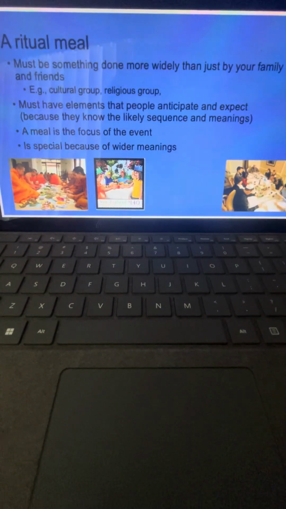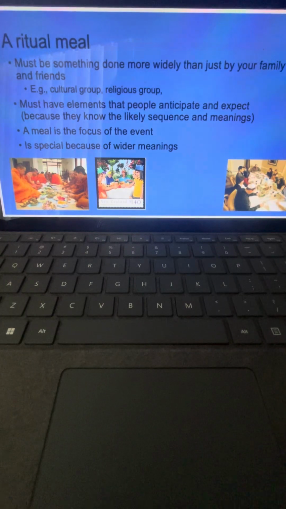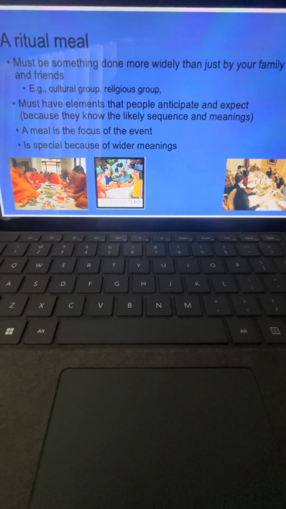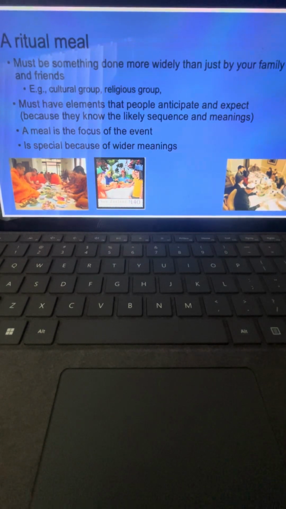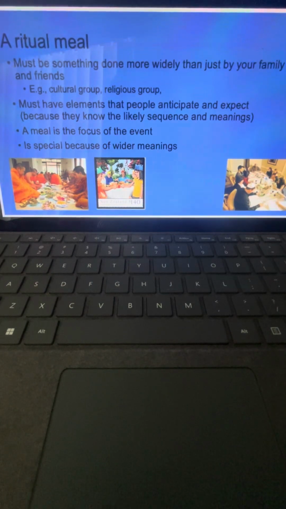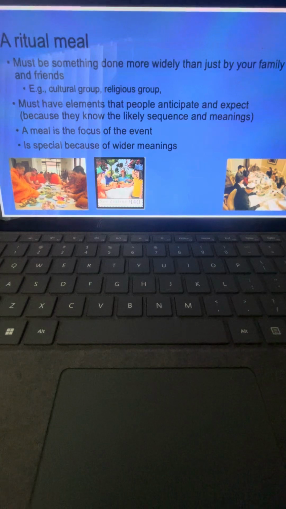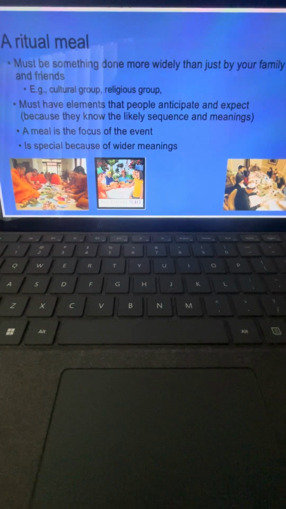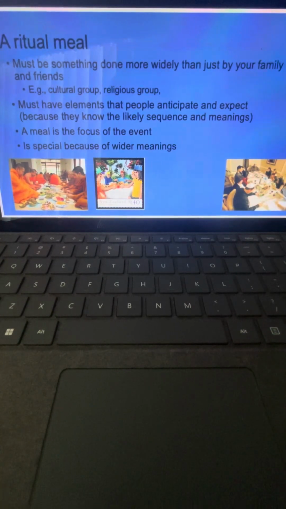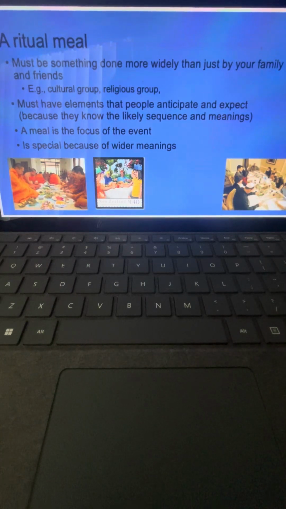So then what is a ritual meal? What are some of the things that define it? Well, first of all, it must be a meal that is done in a way that is understood by more people than just your family and friends. So that might be a religious group or a cultural group. It must have elements that people anticipate and expect, because they know that there's this sequence of events that have meanings that they understand they're going to encounter. A ritual versus a ritual meal: in a ritual meal, the meal is the focus of the event. The definition of the event includes a meal. And a ritual meal is special because it has these wider meanings.